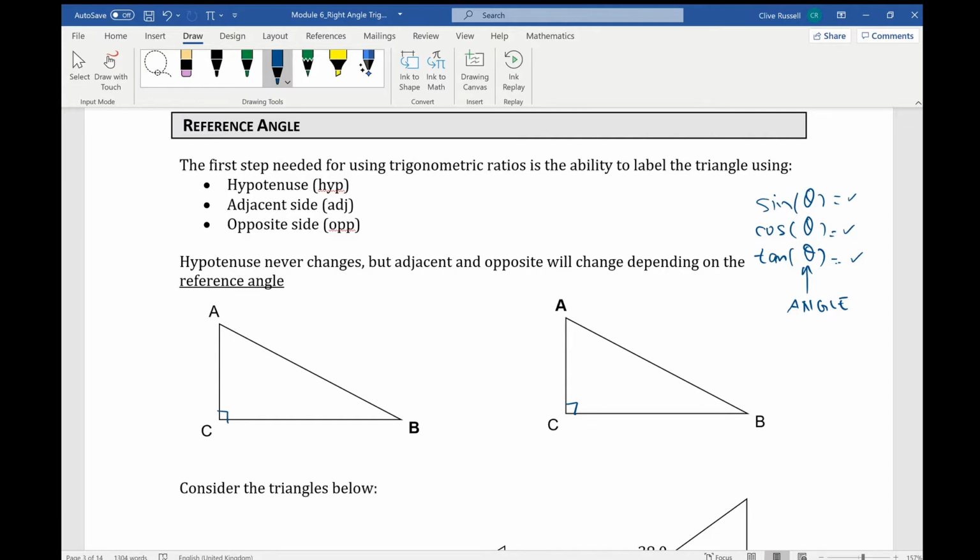So there's a special name given for the angle we're discussing for the particular problem, and that is called the reference angle. So in this case, I'm going to use angle B as my reference angle, and in the second case, I'm going to use angle A as our reference angle. Remember, the reference angle is the angle we're going to be plugging in our calculator or we're solving for. Okay, so the reference angle.